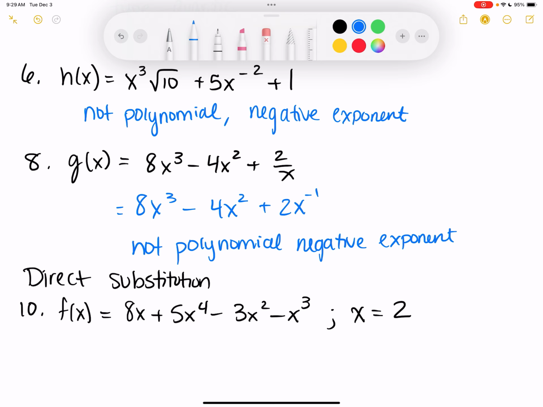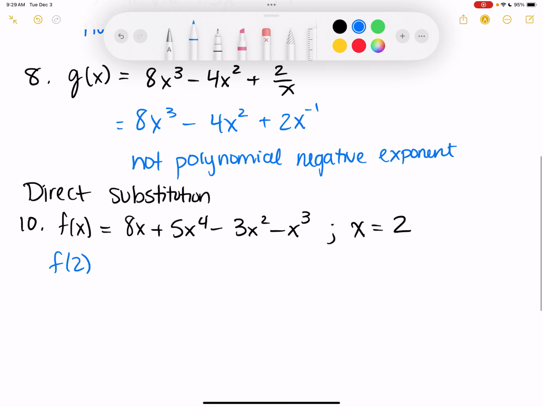So that means anywhere I see an x in this function, I'm putting 2. So I'm going to have f of 2 equals 8 times 2 plus 5 times 2 to the 4th minus 3 times 2 squared minus 2 cubed. And whenever I'm plugging something in, I will pretty much always put it in parentheses so that I don't get confused because, for example, on that negative x cubed, the negative is not getting cubed. Only x is getting cubed. I do that especially if the number that I'm plugging in is a negative, to make it as least confusing as possible.